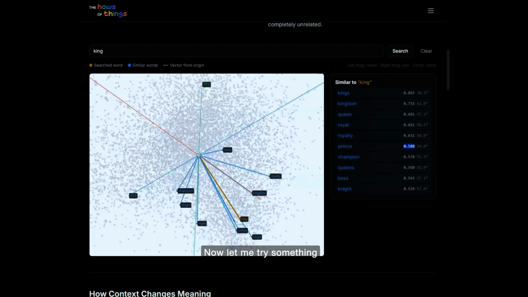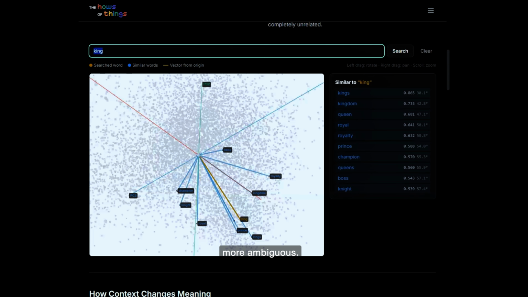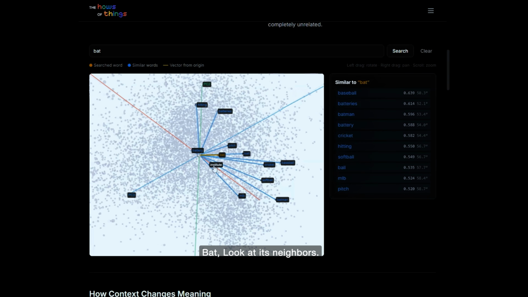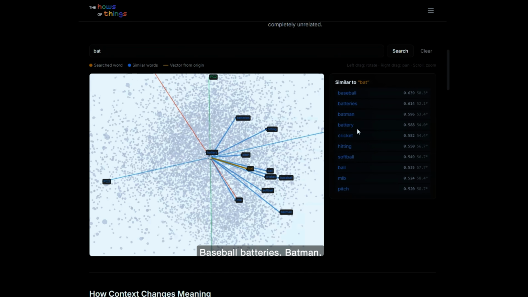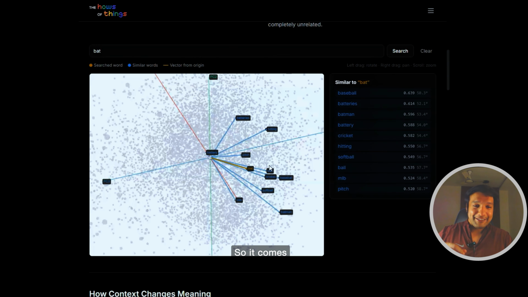Now, let me try something more ambiguous. Bat. Look at its neighbors. Baseball, batteries, Batman. Cricket, hitting, softball. The word bat has a lot of different contextual meanings. It also forms the core of a lot of other words, so it comes close to a lot of very unrelated words. But the model has captured all of its meaning.